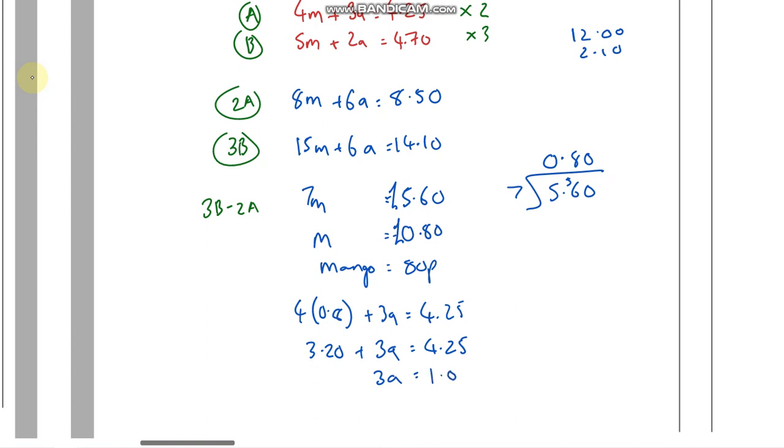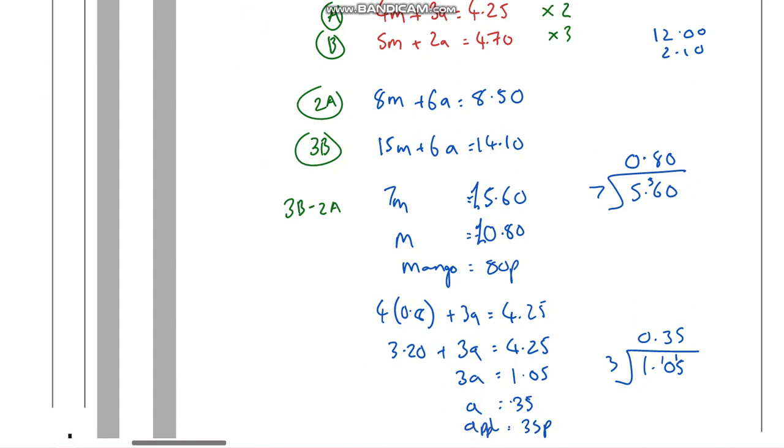That's going to be £1.05 and divide by 3. So 105 divided by 3. It's going to be 3, carry the 1, and 5. So you get 0.35. So then an apple is 35 pence. So the main thing on this is really just to make sure that you answer the question and say what a mango and an apple actually is.